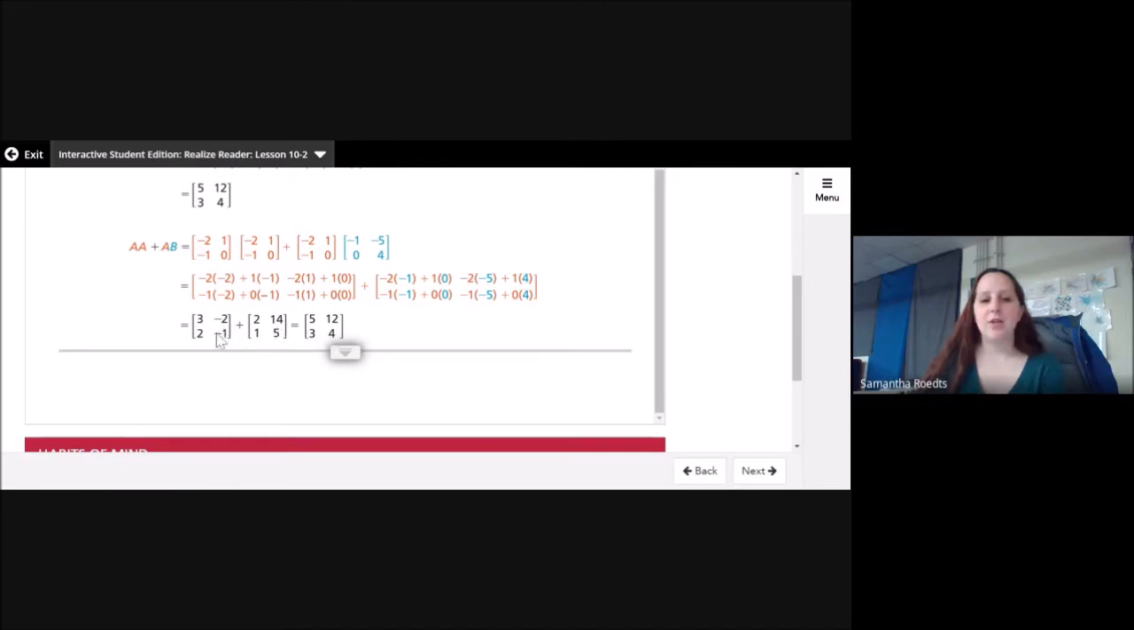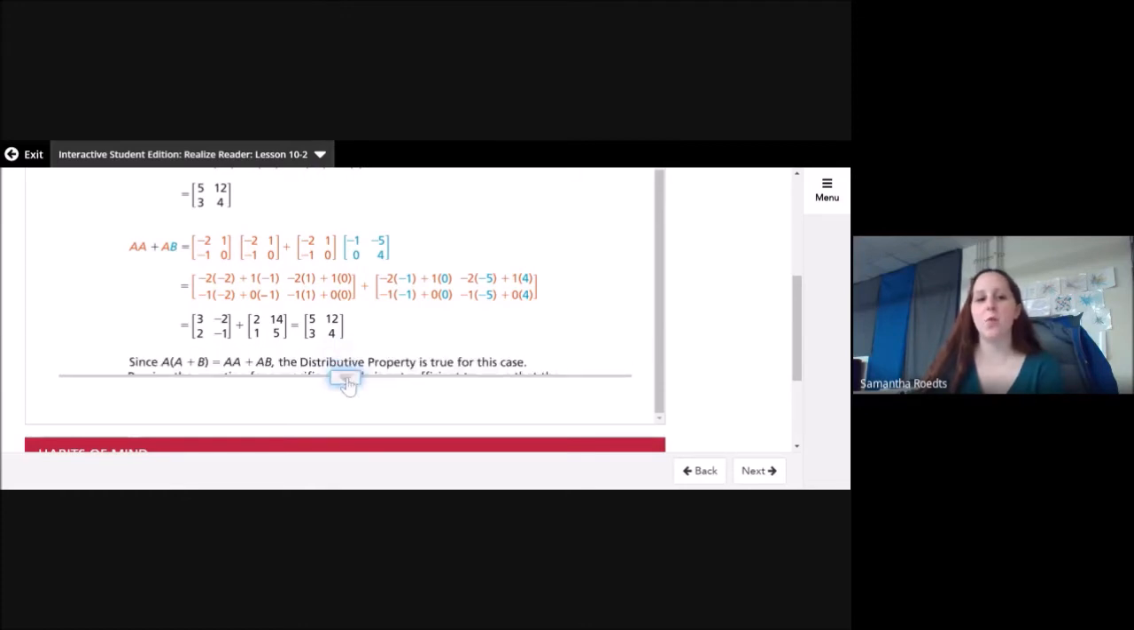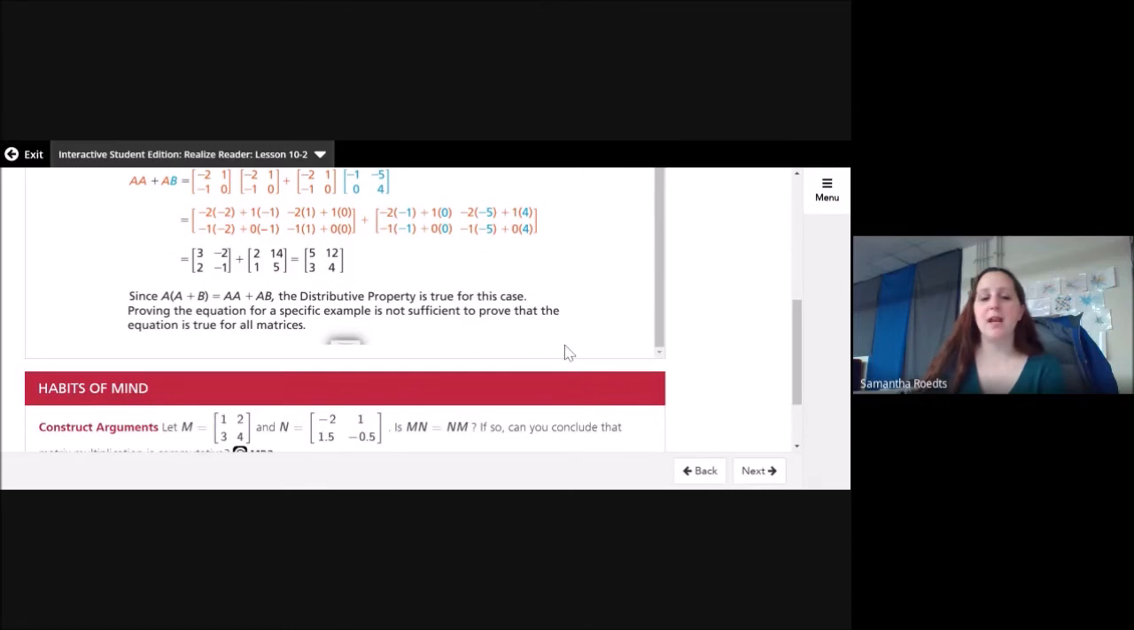Then I add them together. 3 plus 2 is 5, negative 2 plus 14 is 12, 2 plus 1 is 3, and negative 1 plus 5 is 4. Since A times the quantity A plus B equals A times A plus A times B, the distributive property is true for this case. Proving the equation for a specific example is not sufficient, however, to prove that the equation is true for all matrices.